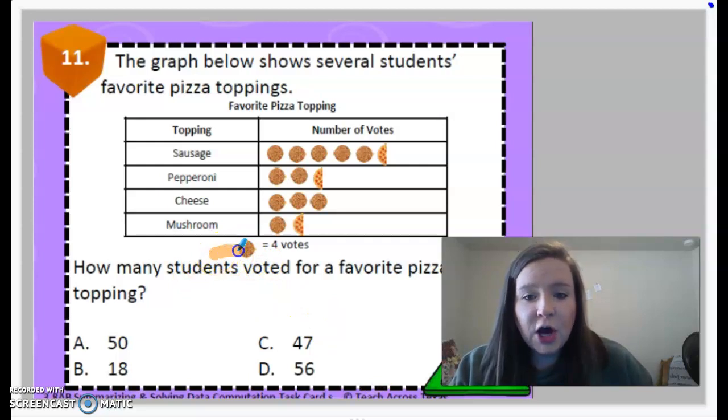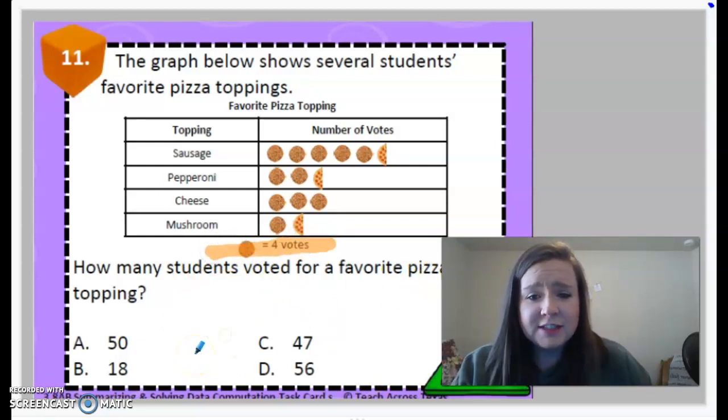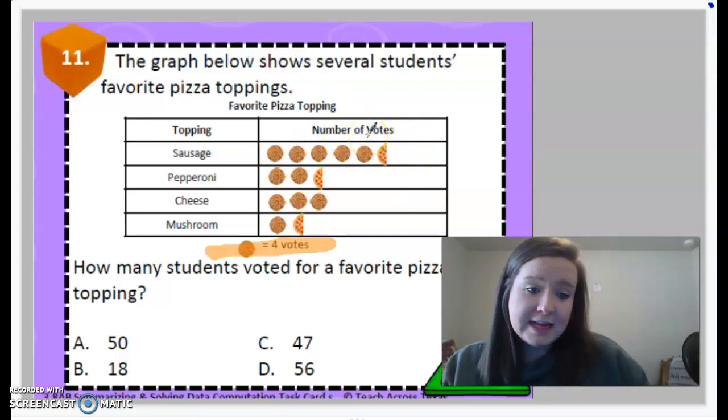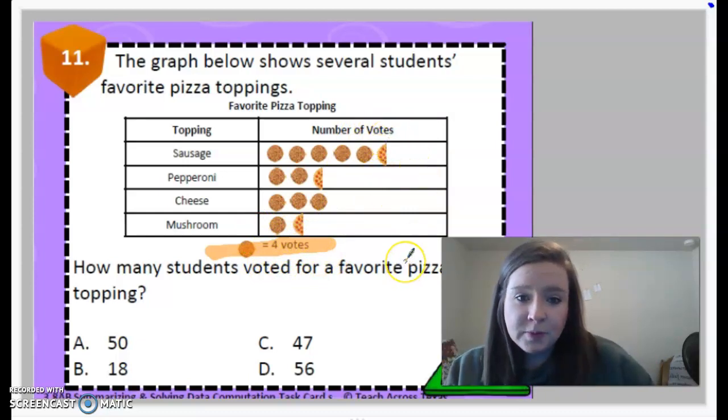Good, it's so important that we look at our key. It's really, really important. So, this one little pizza does not represent 1. This represents 4. So, excuse me, this is 4, and this is 4, and this is 4, and 4, and 4. What is this one going to be? That looks like half of a pizza. So if the whole pizza is 4, what is half of it? Good, half of the pizza is 2, okay?